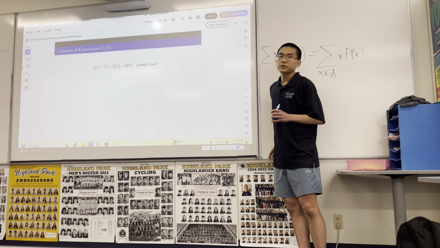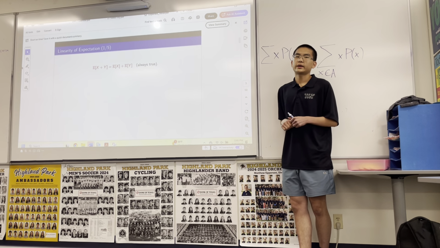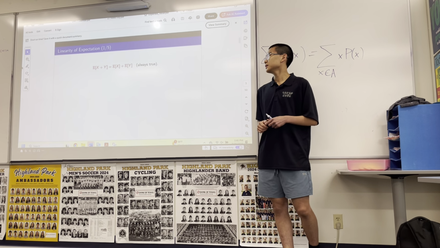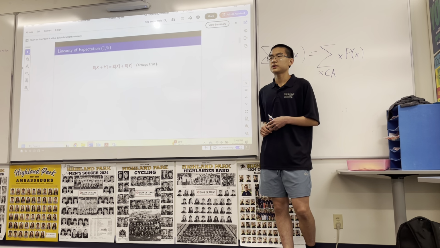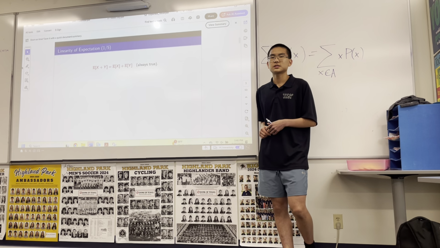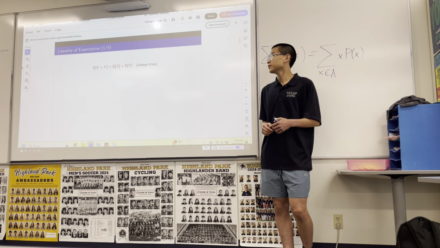Okay, so for any two random variables x and y, the expected value of x plus y is equal to the expected value of x plus the expected value of y. This is always true for any random variables, and it's called linearity of expectation. This is the most important rule.